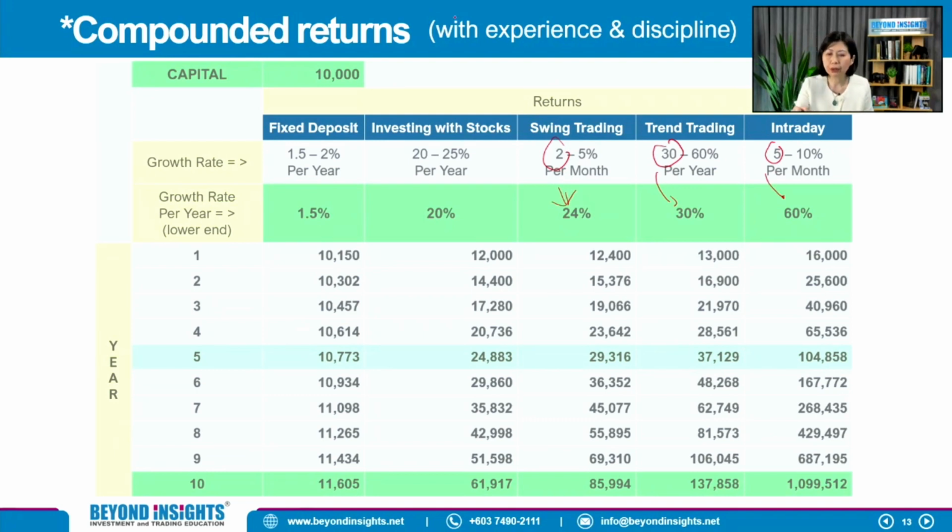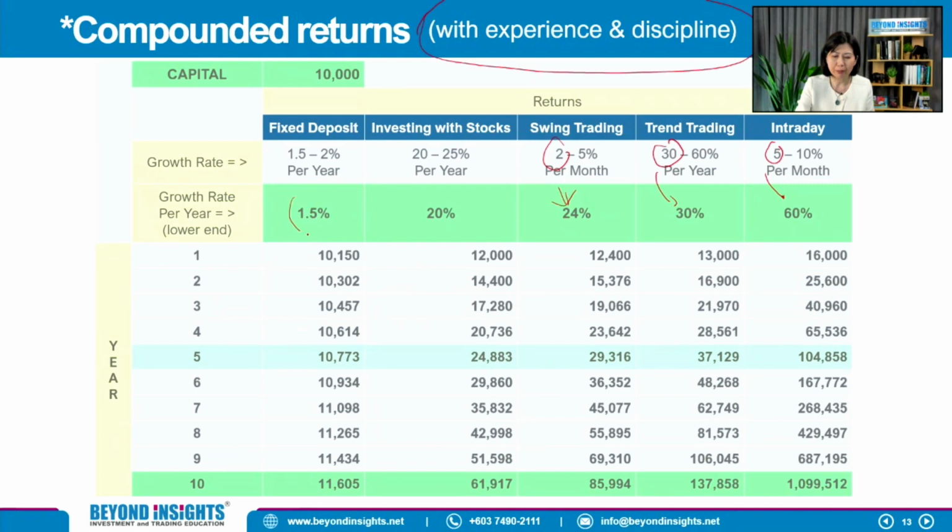Just bear in mind, these returns are only after you gain the experience or discipline in it. So if you are new, there will be some initial learning curve for that. And you need to make sure that you follow the process step and also the rules for the trading. So let's look at how much it can compound over the long run.